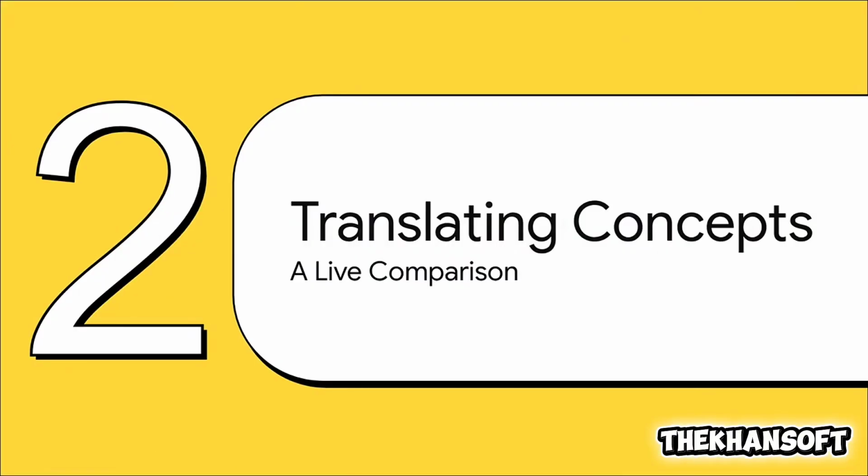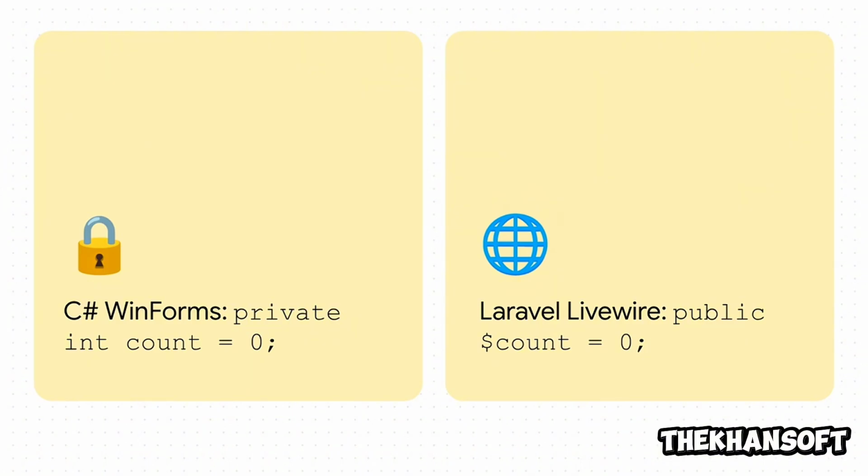All right, so now that we've got that conceptual bridge built, we can start translating the actual code and patterns. This is where our Rosetta Stone really starts to shine, taking things we've been doing for years and showing us their mirror image in this new world. Let's start with something basic, like state management. You know, in a C# desktop app, I just declare a private field, private int count, to keep track of a number. Easy. So what's the Livewire way?